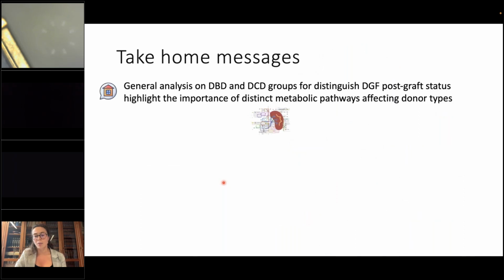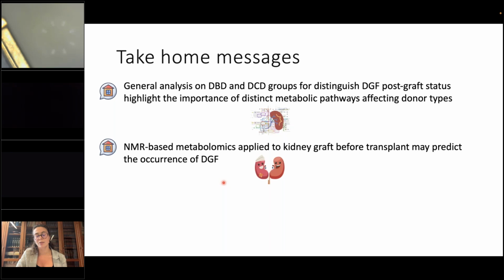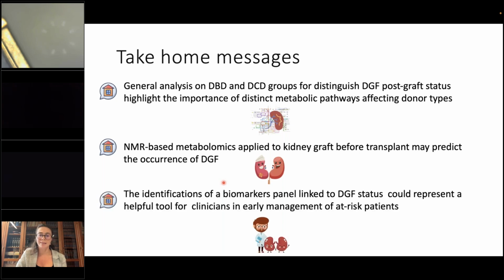As a take-home message from this part, we saw that the impact of the donor type is something that has to be taken into account if we want to make other analyses and look at the DGF condition. Additionally, this NMR-based metabolomic approach may predict the occurrence of the DGF condition post-transplantation, and in particular the identification of these biomarkers could represent a real tool to help clinicians in clinical practice.